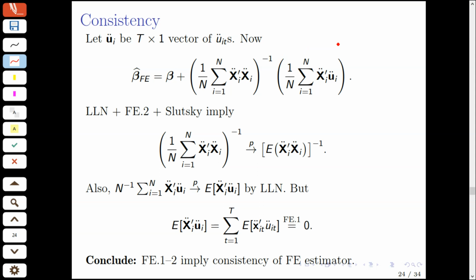By our assumption of IID data being independent and identically distributed across is, and having organized our estimator in this way, where we're looking at averages over is, we can invoke the law of large numbers, and also using the fixed effect assumption 2, which was our rank condition, and Slutsky's theorem, in an argument that runs parallel to the cross-sectional case, we can show that the inverse average product of the within transformed regressors converges in probability to the inverse of the corresponding expected value.